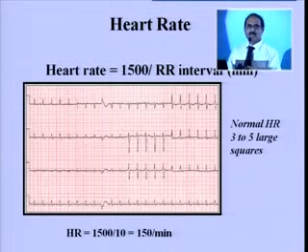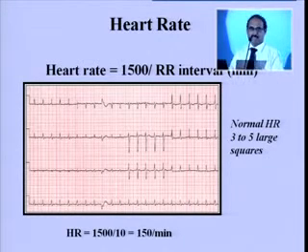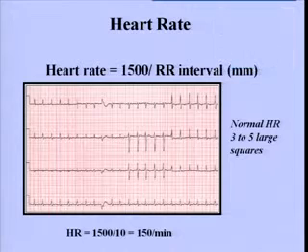So with this, now how to calculate the heart rate. There is a very simple formula. We have to calculate the distance between the RR intervals. In this patient, the distance between 2 RR intervals is about 10 small squares. So 1500 divided by 10 is 150. So 150 is the heart rate of this patient.